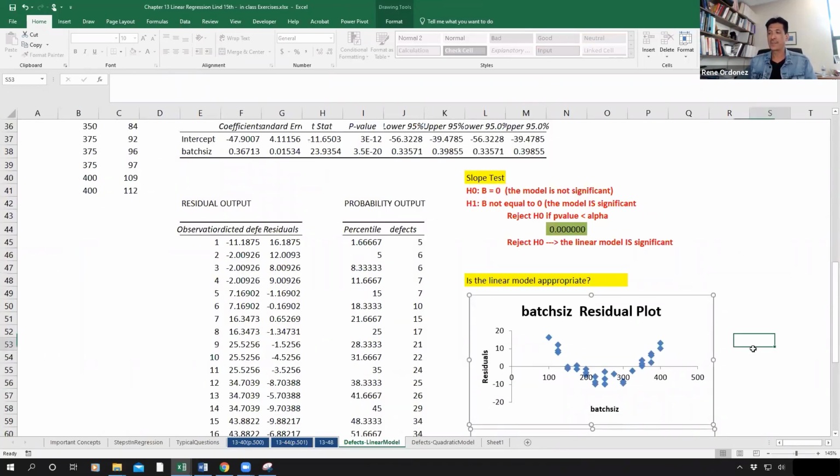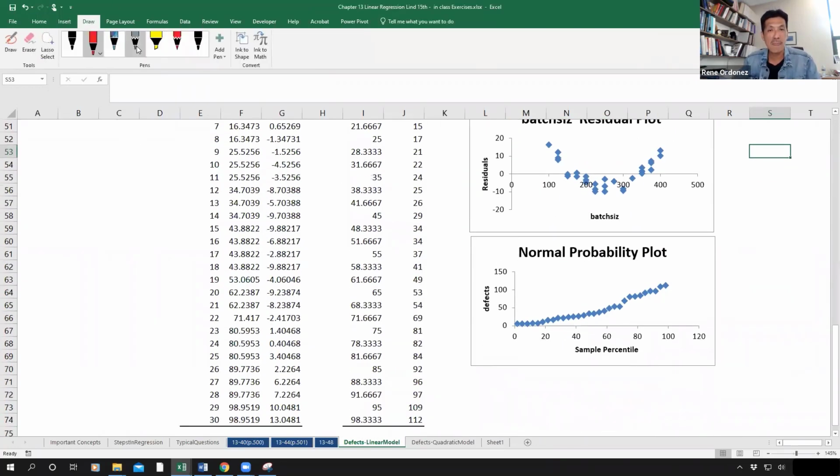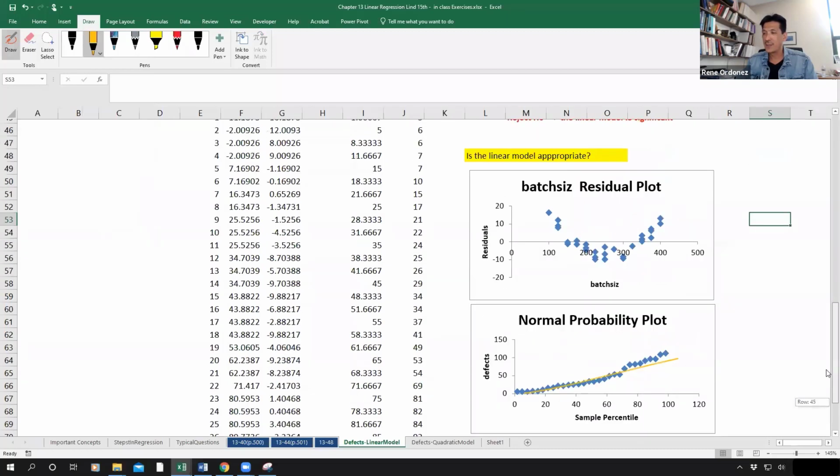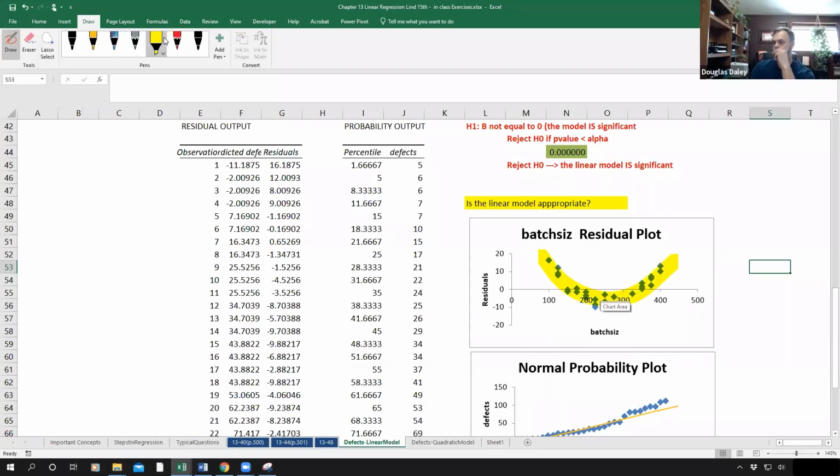Okay. So as far as the normal probability plot goes, that's fairly straight right there. But as far as the residual goes, what do we want to see here? Do we want to see random, as well as all the points can be confined within two parallel lines? Now, this is definitely not a random pattern, right?